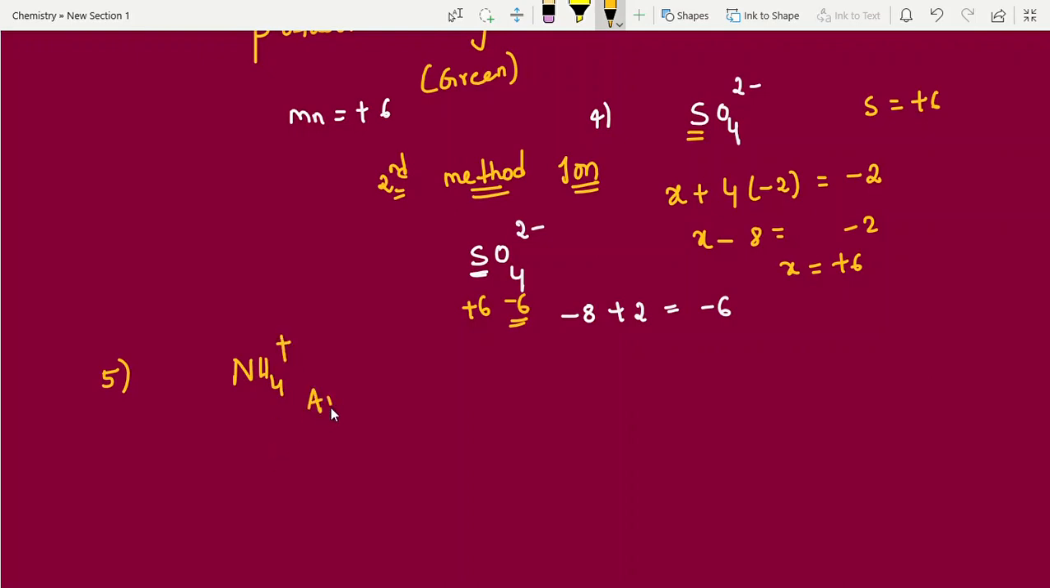Ammonium ion. Ammonia is different, ammonium ion is different, students. Okay, look into this underlined one. You can go for both the techniques. You can go for this technique or else what I said, that is also.